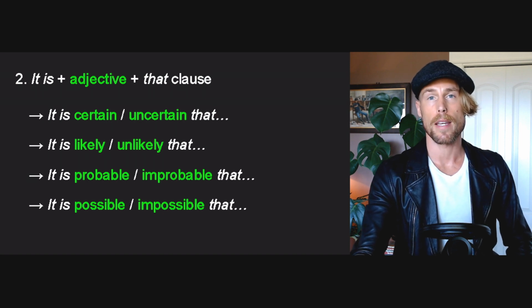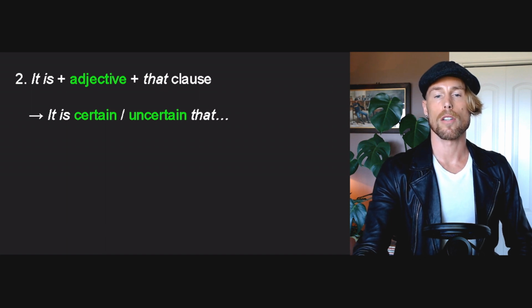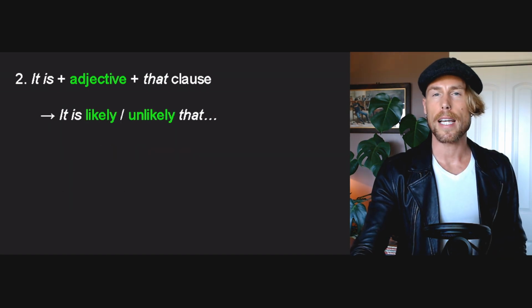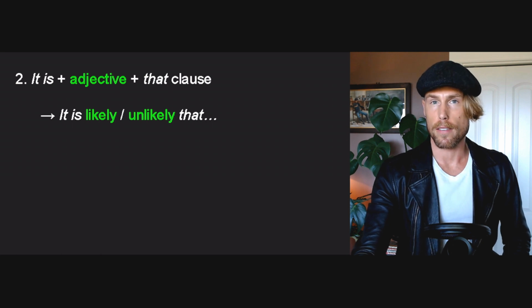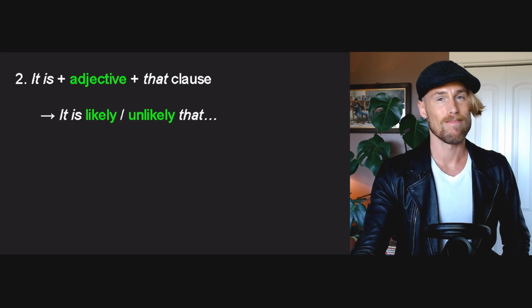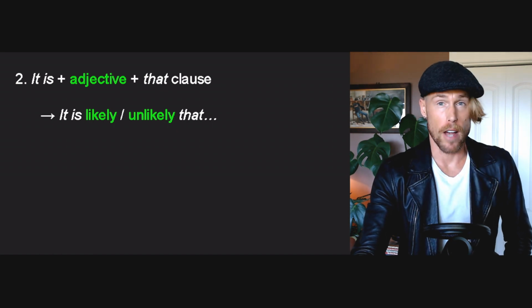Let's look at some examples. First, let's look at certain. It is certain that inflation will continue to increase the cost of living. What about likely and unlikely? Well, the adjective is different than certain, right? The meaning is different. Certain is certain, 100%. Likely, not certain. So maybe 75%.